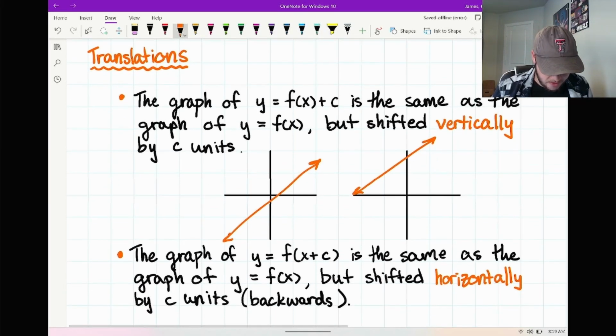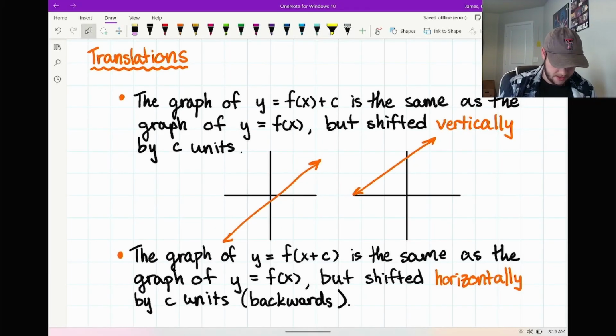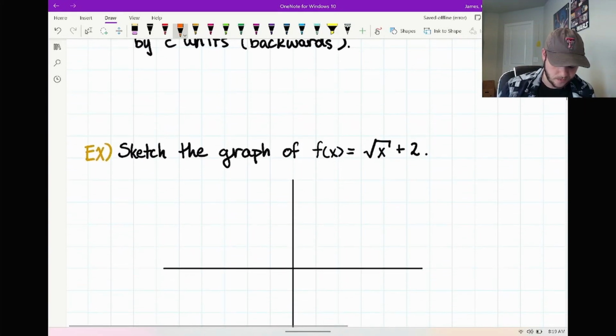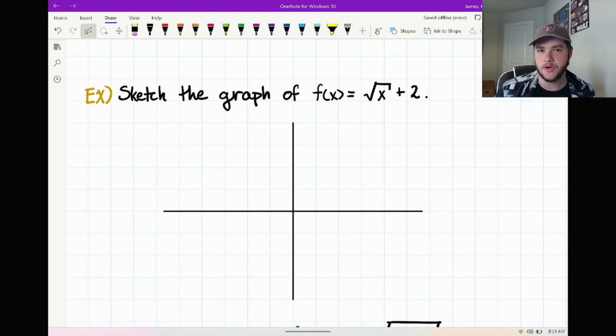The same thing can be said when that constant c shows up in the input. So if I've got a function where the input has a constant being added or subtracted to it, that's going to be a horizontal shift. The only weird part about this is it's actually going to shift the opposite direction you would expect. Let's take a look at a couple of examples. Let's start with a vertical translation, since those are a little bit simpler.